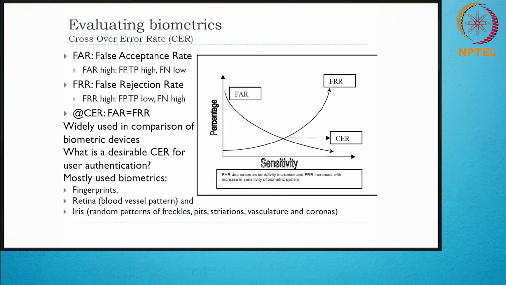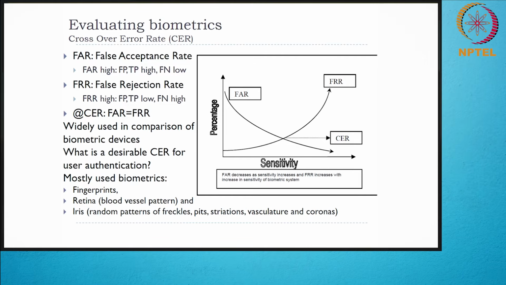Okay. So, that is a brief about evaluating biometrics and the property of biometrics in terms of acceptance and rejection, and the trade off between the two, and the concept of crossover error rate, which is the optimal point. The widely used biometrics today are the fingerprints, the retina, blood vessel pattern, and iris.